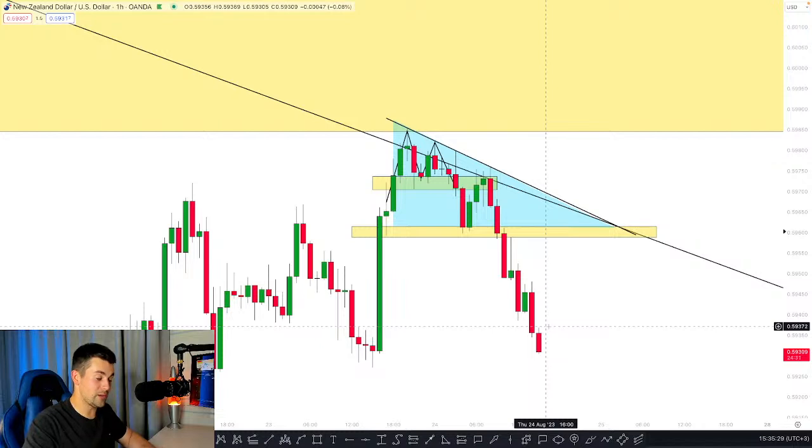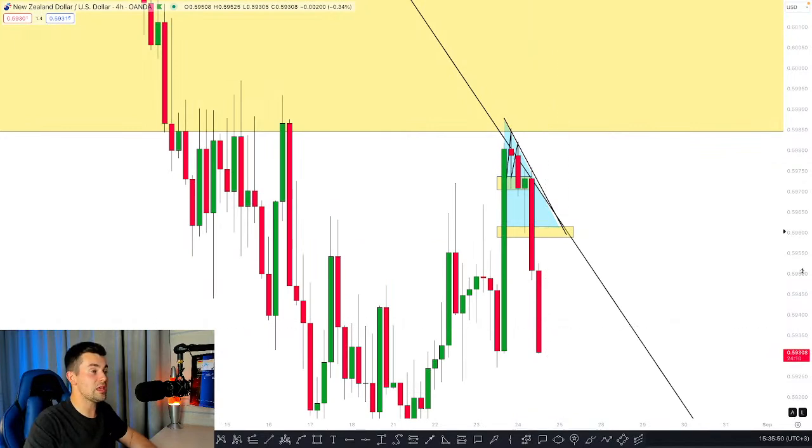Here, price action was telling us many times that the market is preparing for a bearish movement. We saw a lot of bearish clues right here. Yes, so that is why it is so important for you to study the price action.